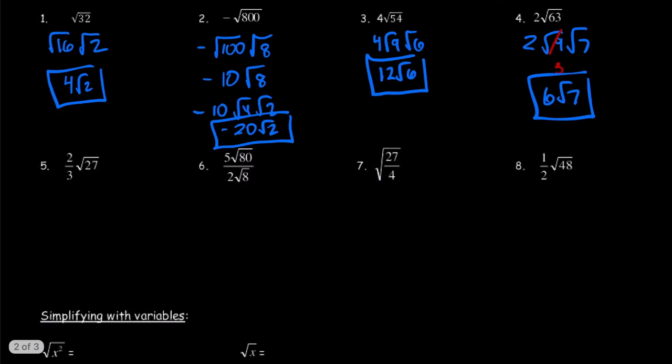Number 5, we've got a fraction in front. Just bring that along. 2 square root 3. Perfect square that goes into 27. Again, we see 9. So 9 times 3. Then what happens is the square root of 9 is just 3.